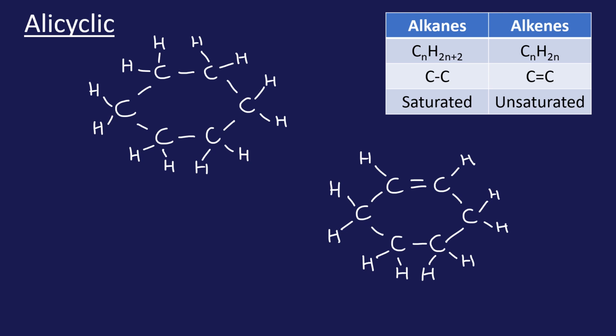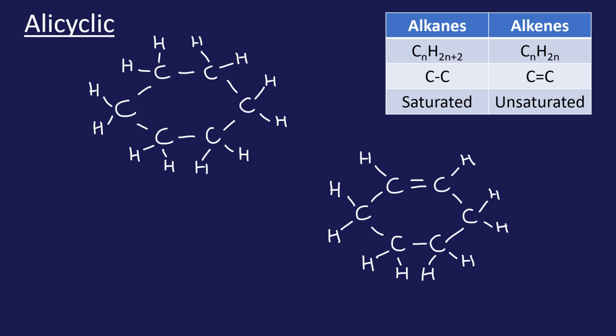So the final structure type we're going to look at is alicyclic. Now these look very odd to start with, so you may wish to pause the video and take a little look at what's going on, but you will find that each carbon has 4 covalent bonds and each hydrogen has 1. But they form a cycle, so it's like a cyclic group.